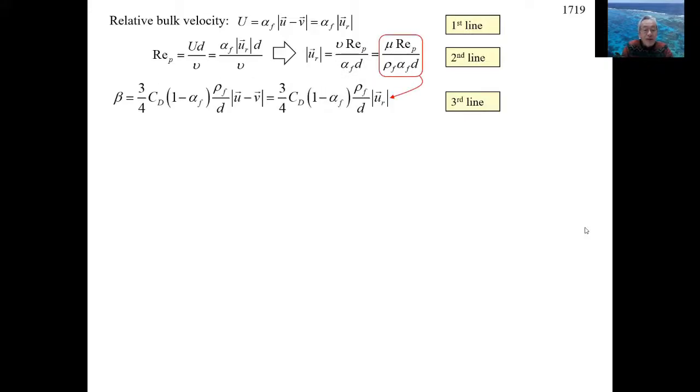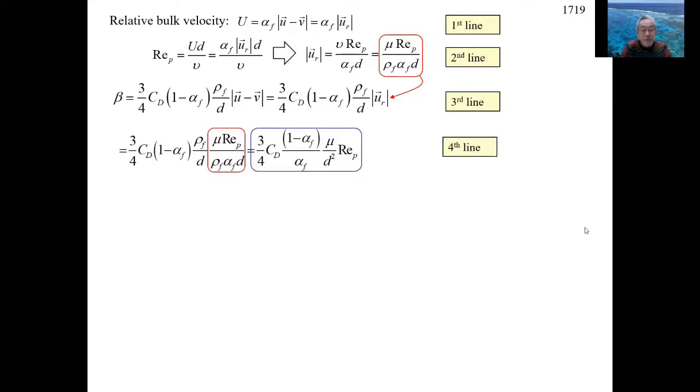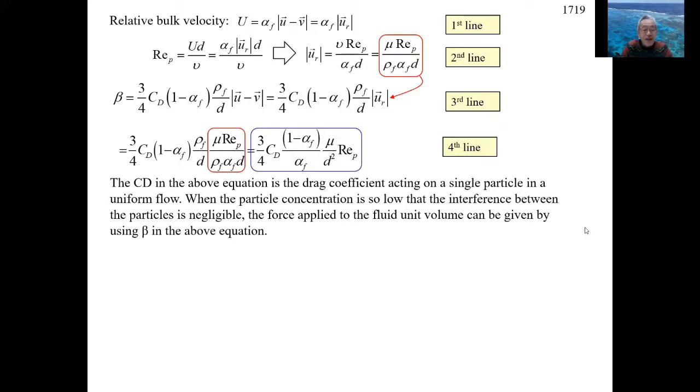Substituting UR on the second line into the definition of beta given on the third line, beta is finally expressed by the form in the blue line frame on the fourth line. The CD is the drag coefficient acting on a single sphere in a uniform flow. When the particle concentration is so low that the interparticle interaction is negligible, the force applied to the fluid unit volume can be given by using beta in the above equation.